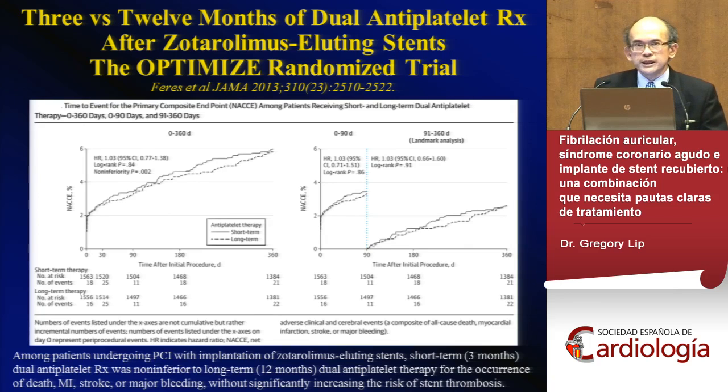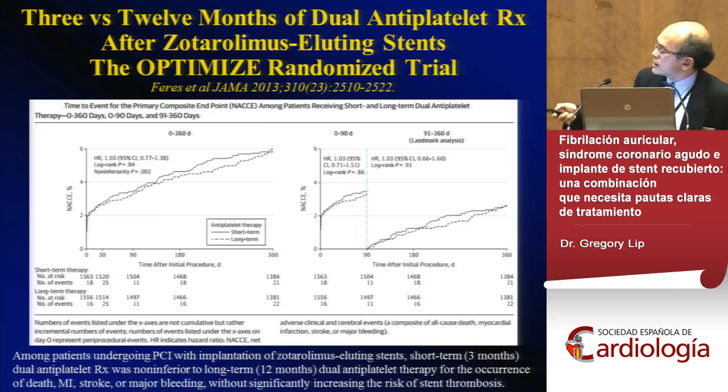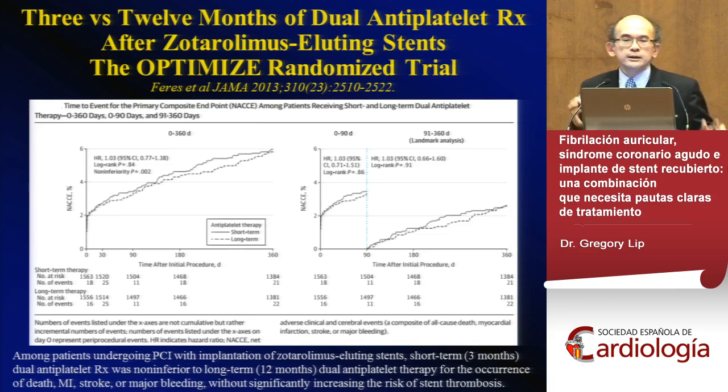Stent technology has been changing, and there's been a lot of interest in seeing whether we can shorten the duration of associated dual antiplatelet therapy. This trial was mentioned in one of the presentations this morning. This was the OPTIMIZE trial. It randomized patients to short-term versus long-term, in other words, 3 months versus 12 months of dual antiplatelet therapy. If you look at the primary composite endpoint, which included not only the thrombotic endpoints but also major bleeding, there was not really a lot of difference between a short-term and a long-term strategy, 3 months versus 12 months, in the era of the new generation stents.